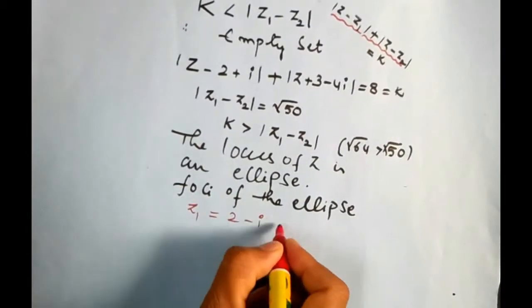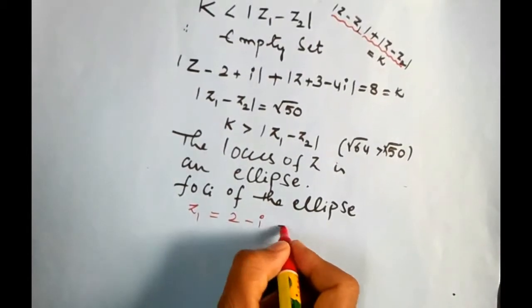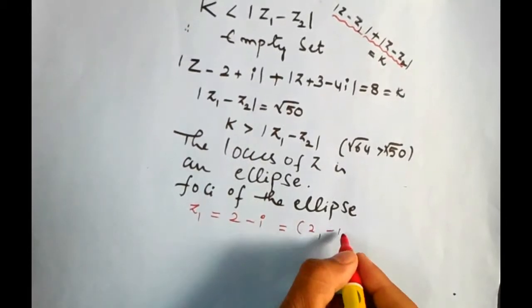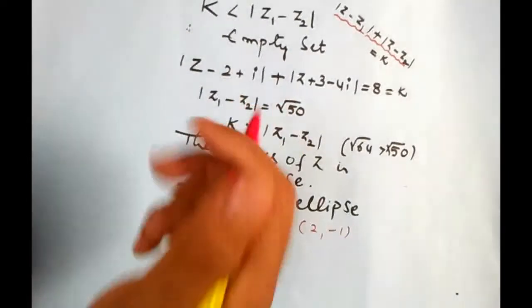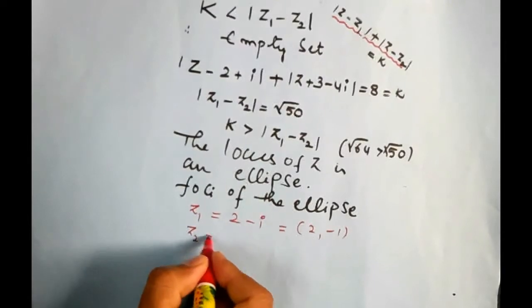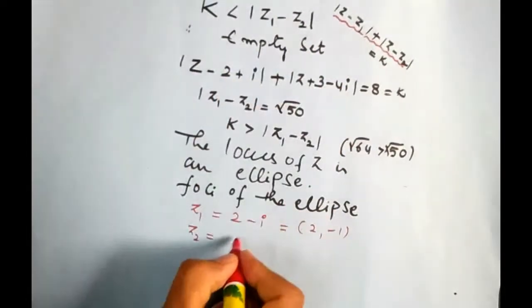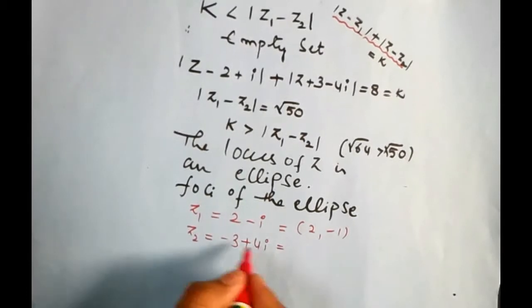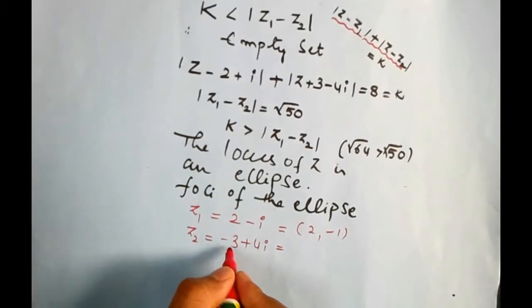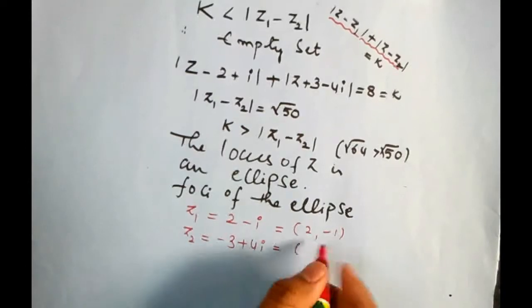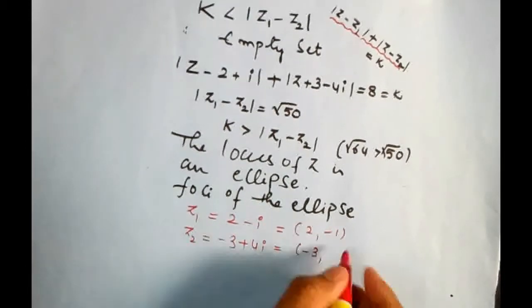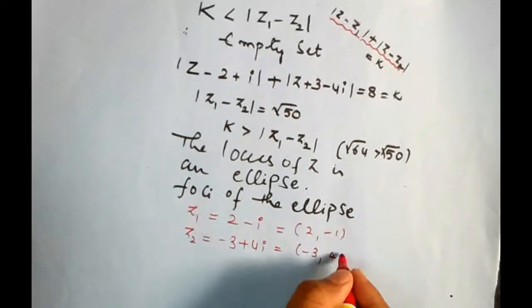That you can represent in 2D geometry. The real part we write as x coordinate, the imaginary part we write as y coordinate. Now Z2, the other focus, is minus 3 plus 4i. If you want to express this in 2D geometry, the real part will be written as the x coordinate, minus 3, and the imaginary part will be taken as the y coordinate, so 4.